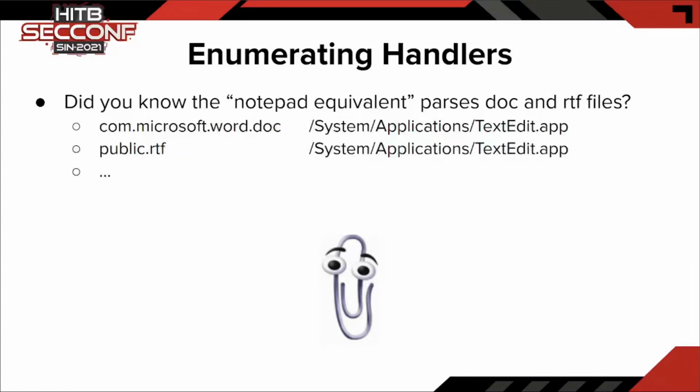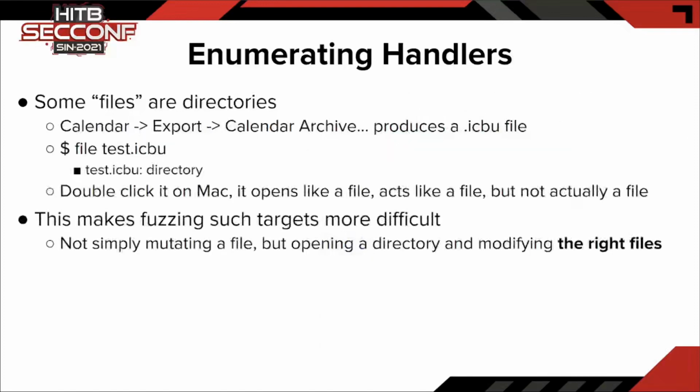Another thing that's interesting I came across is some files are actually directories. I was looking at the different file handlers on Mac, and for example, for a calendar app, there's a backup file, test.icpu format. If you double click it, it opens like a file. It opens the calendar app. Everything works fine. But if you look at it on the command line, it's actually a directory.